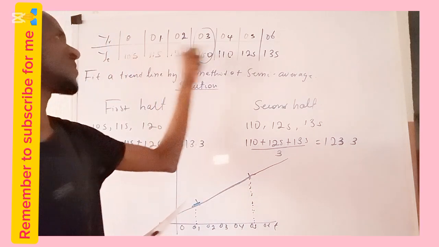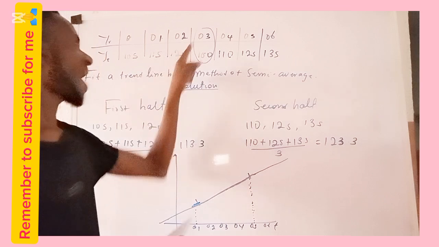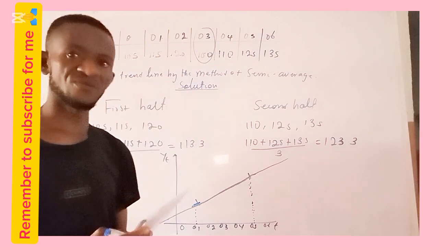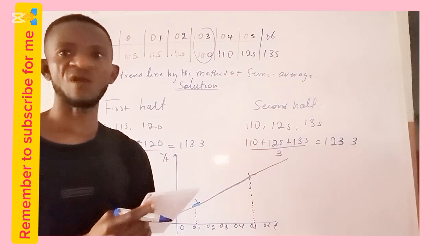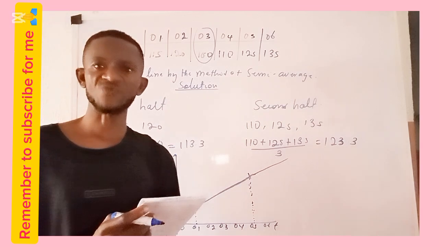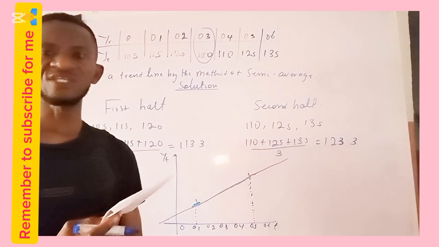Assuming that the observations given to us are an even set, we are not going to skip the central value. Instead, we just divide the data into 2 equal halves and fit our trend using this same approach.